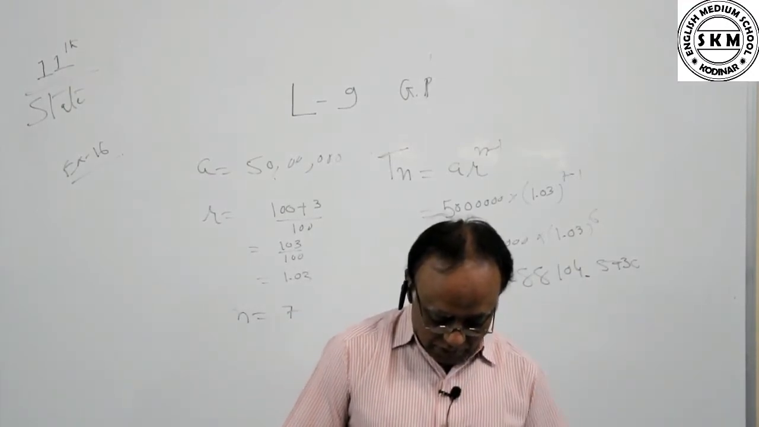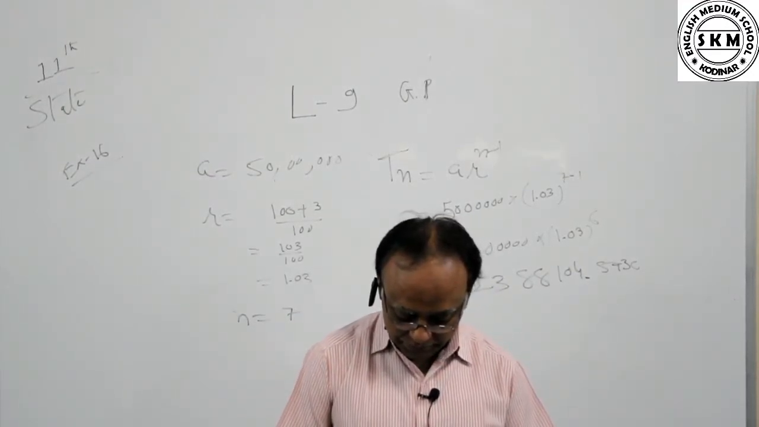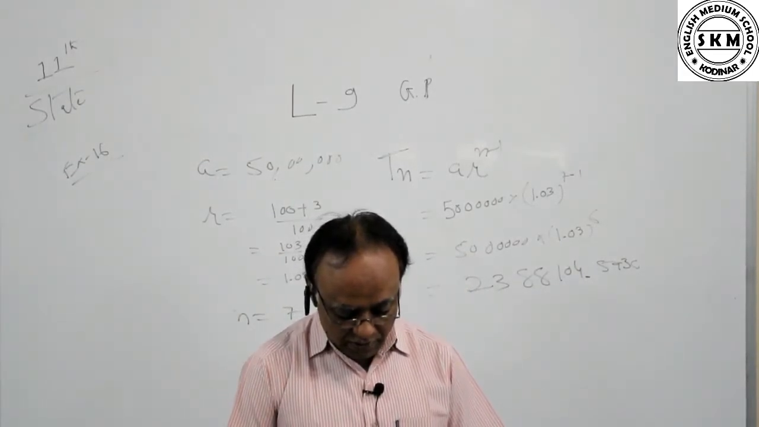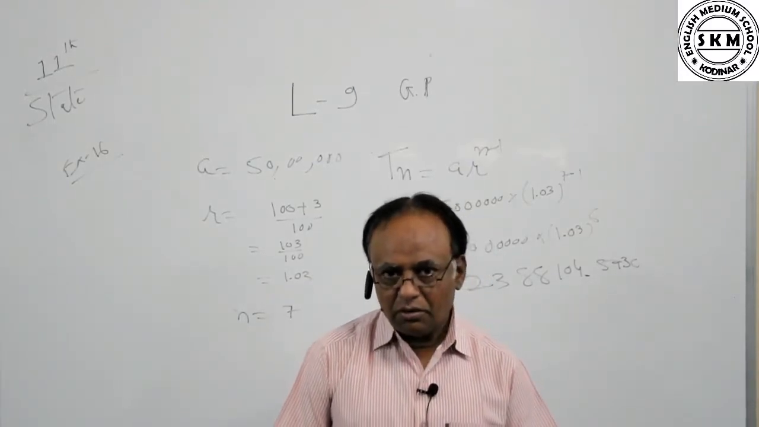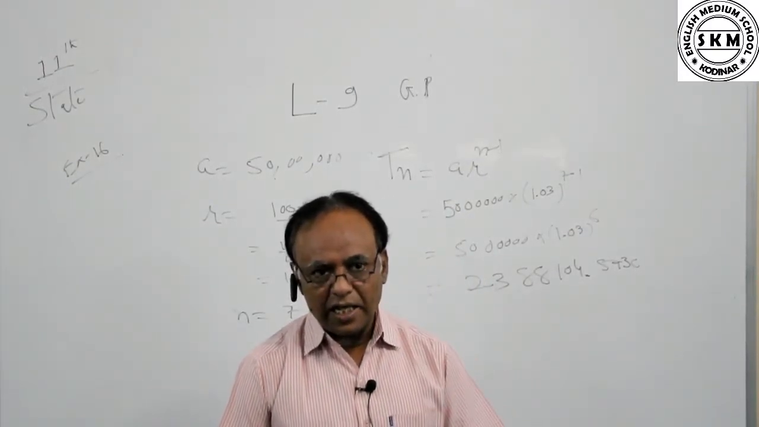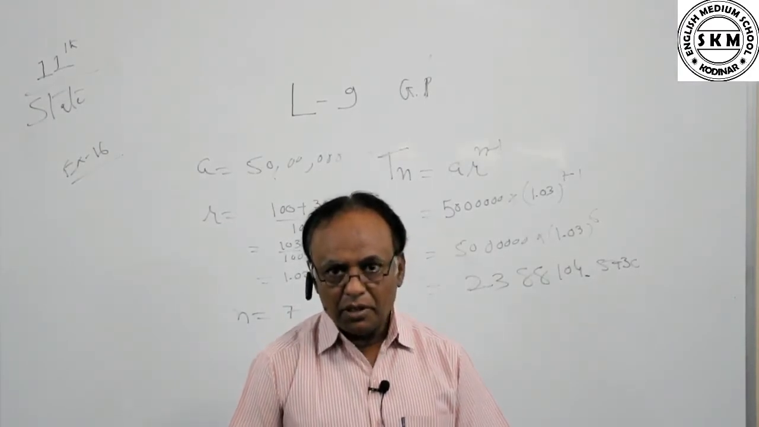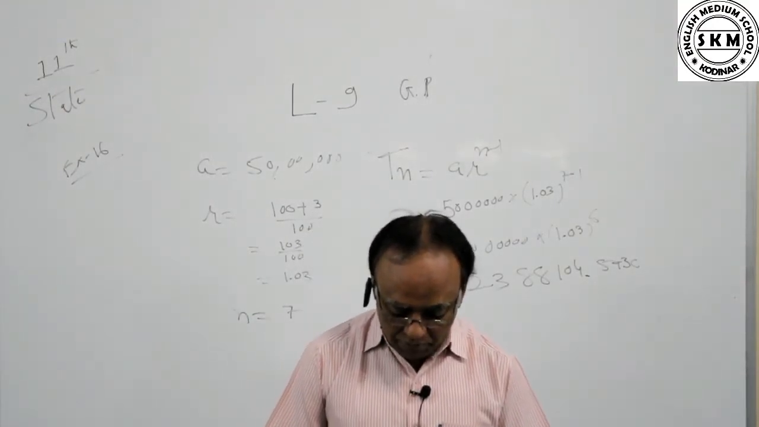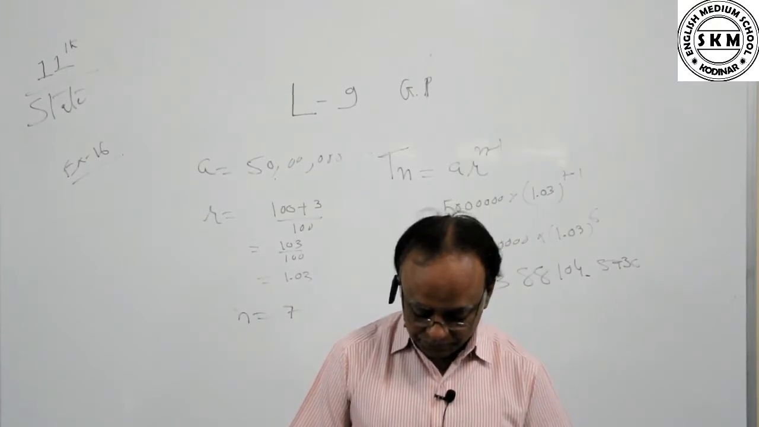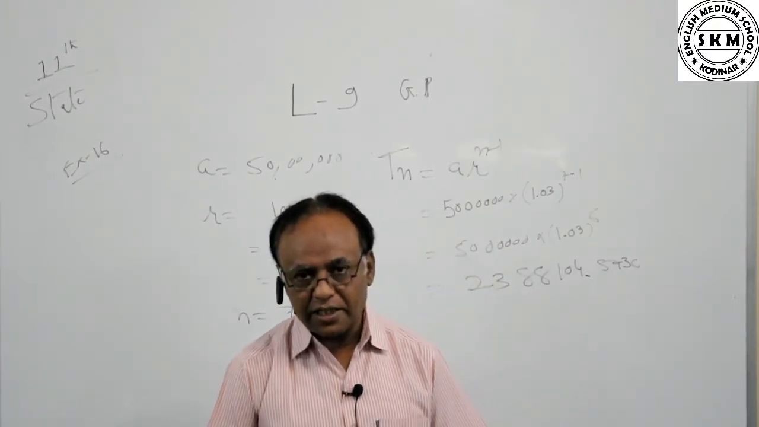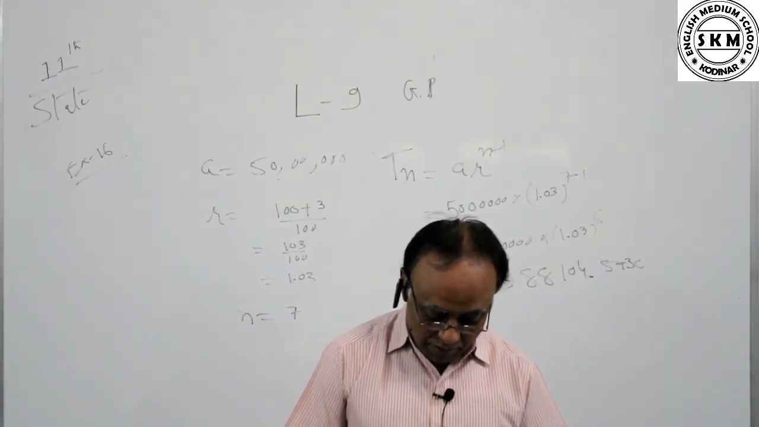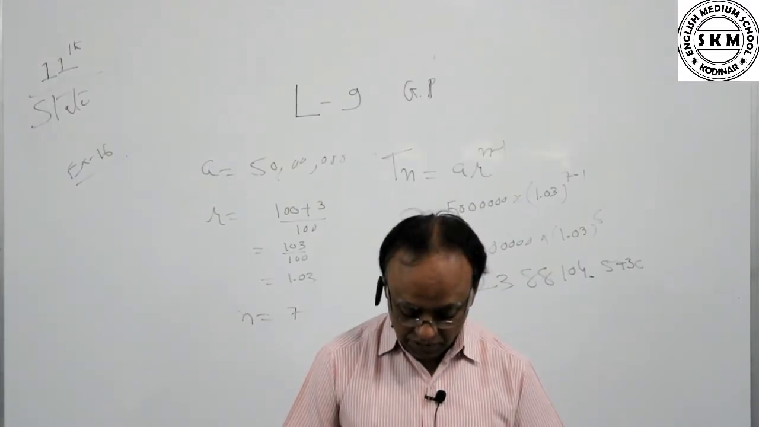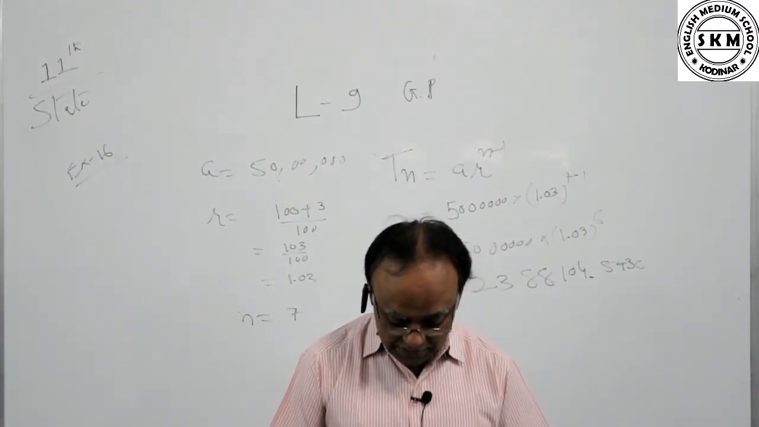Now illustrate example number 17. The government decided to fix the depreciation rate. Here there are new machines, and every year the price decreases. So there is depreciation of the machine at 15% per year. The depreciation percentage is given as 15. If the purchase price of a machine is 50,000, find the value of the machine after 7 years.